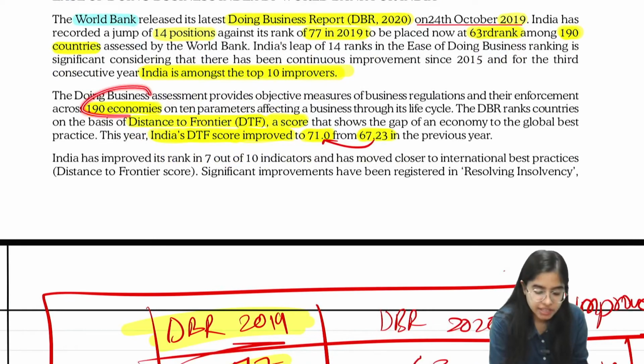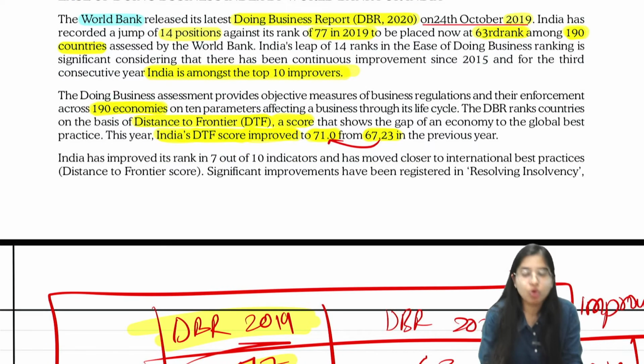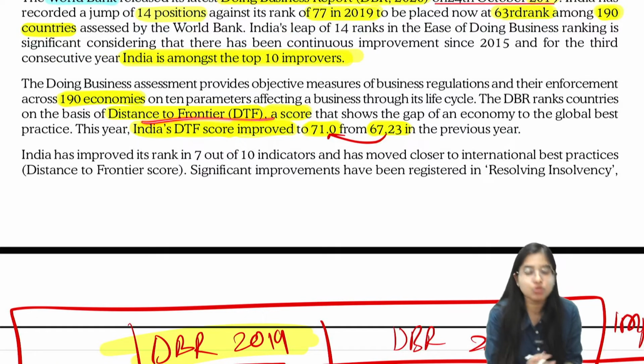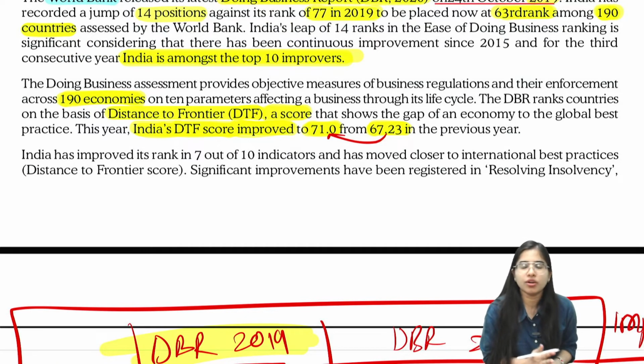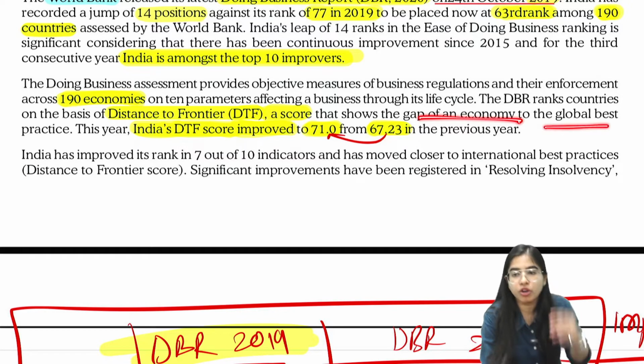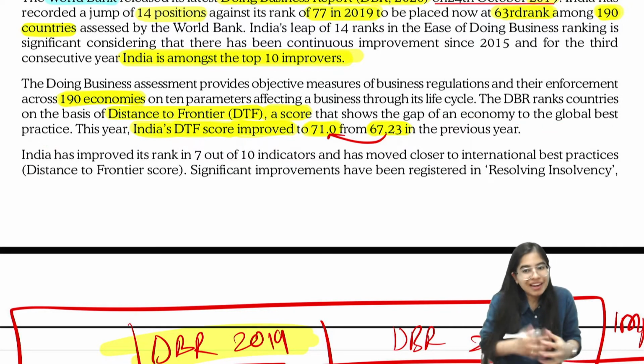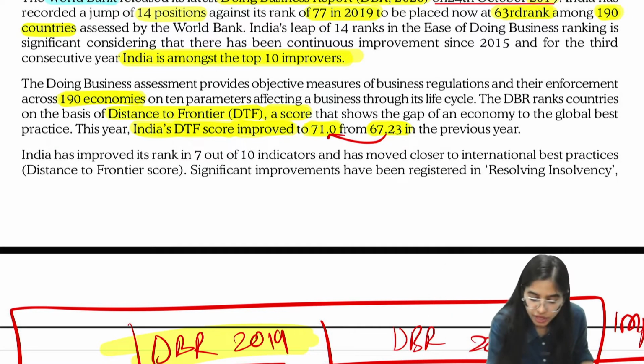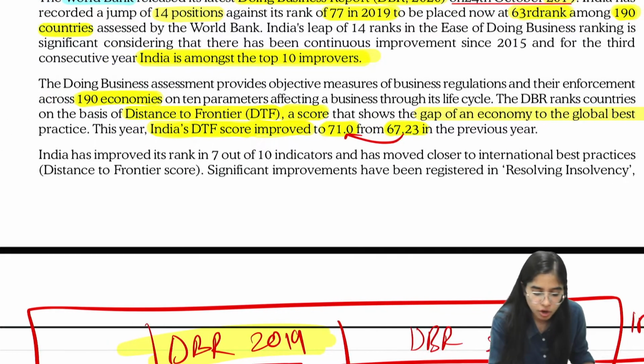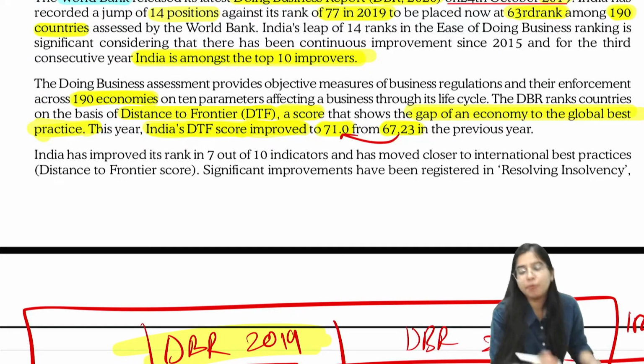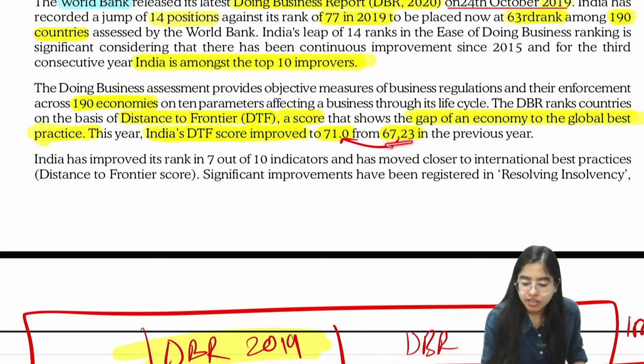Ma'am, total how many countries are there? Total 190 economies. Now the score we give is known as the distance to frontier score, the DTF score. What is that? That is the gap of an economy to the global best practice. How much your country is lagging from the global best practice. That is the DTF score. Earlier the DTF score was 67.23 in the previous year, which improved to 71 in DBR 2020.